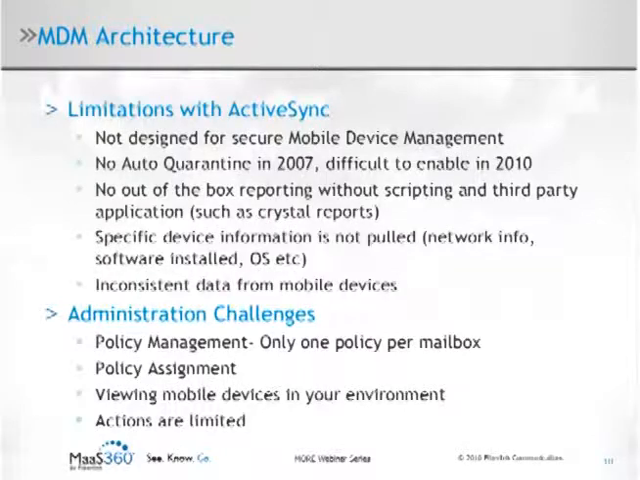Specific device information is not pulled. For example, with Exchange, you only get the information that it pulls. So you're not going to see which mobile network they're on. Are they on Verizon? Are they on AT&T? You're not going to see the software they have installed, or what apps they have. And you won't be able to tell which OS they're on. And lastly, sometimes you'll see very inconsistent data from mobile devices in Exchange. So we want to get the most data that we can from the device.